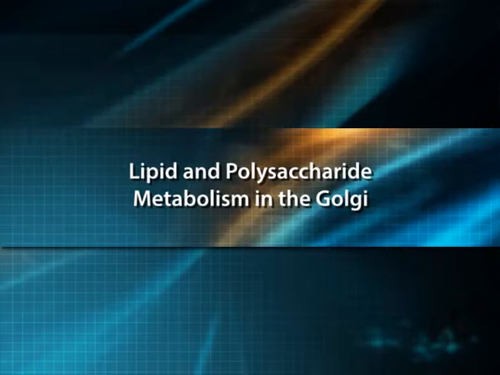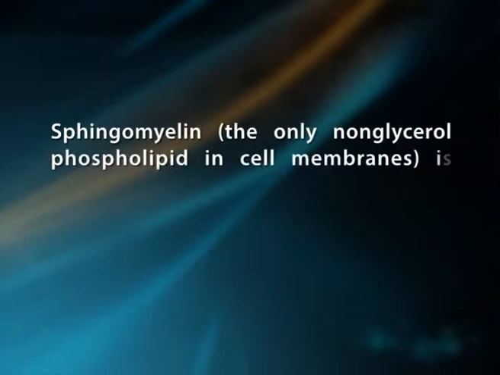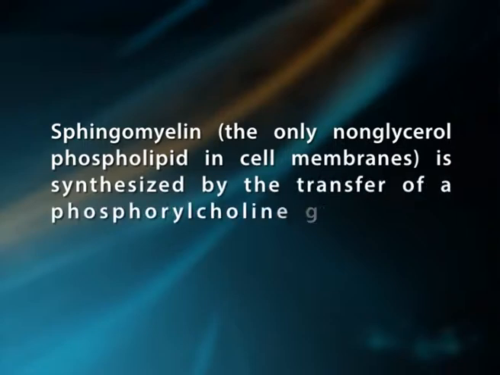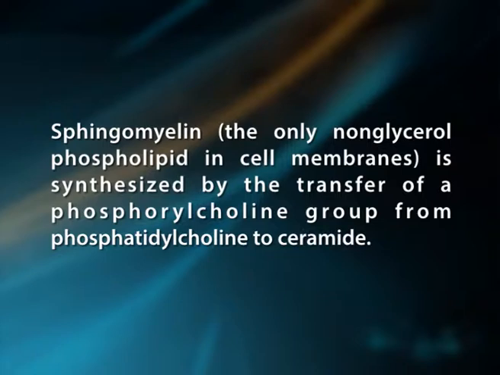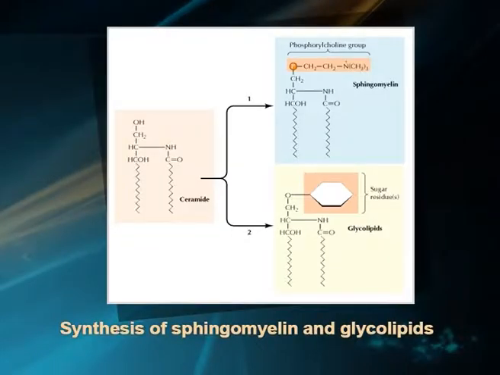Lipid and polysaccharide metabolism in the Golgi. In addition to its activities in processing and sorting glycoproteins, the Golgi apparatus functions in lipid metabolism, in particular in the synthesis of glycolipids and sphingomyelin. As discussed earlier, the glycerol phospholipids, cholesterol and ceramide are synthesized in the endoplasmic reticulum. Sphingomyelin and glycolipids are then synthesized from ceramide in the Golgi apparatus. Sphingomyelin, the only non-glycerol phospholipid in cell membranes, is synthesized by the transfer of a phosphorylcholine group from phosphatidylcholine to ceramide. Alternatively, the addition of carbohydrates to ceramide can yield a variety of different glycolipids.